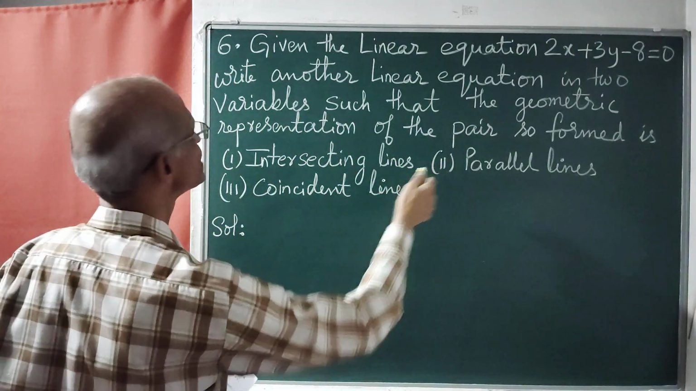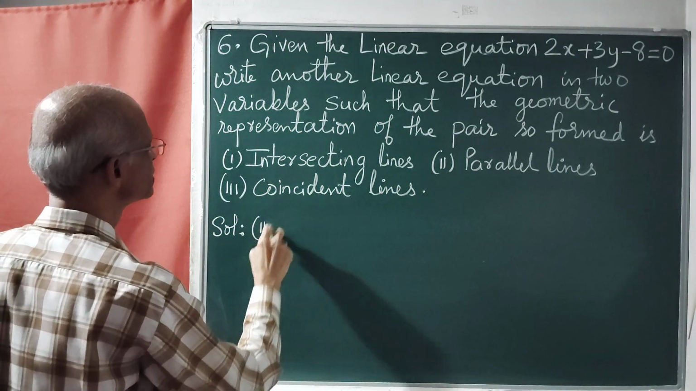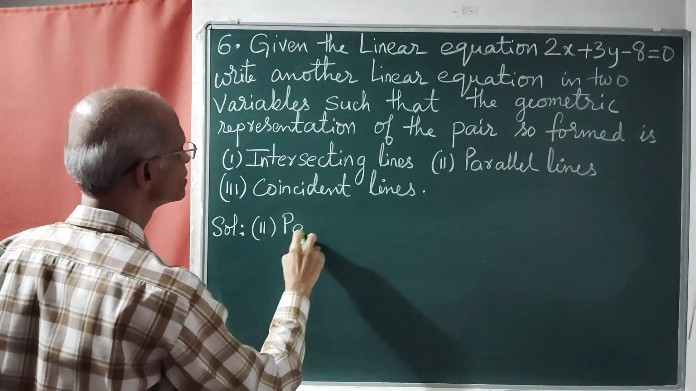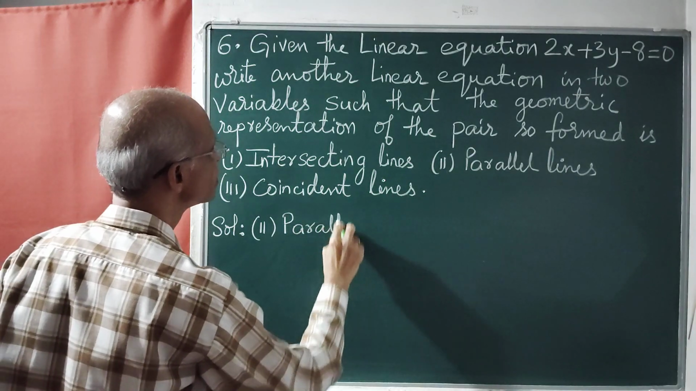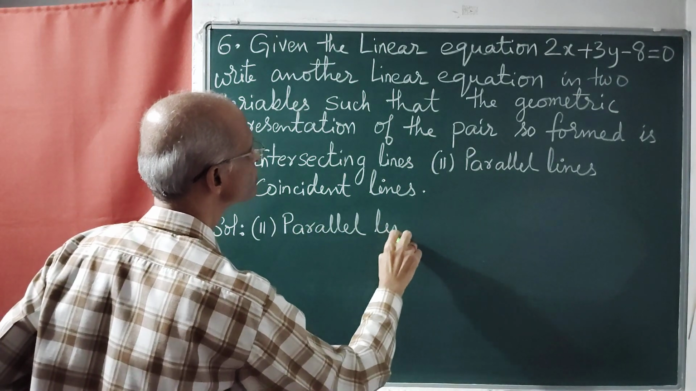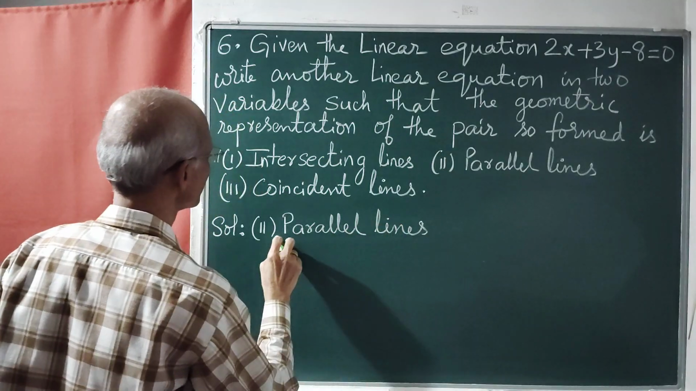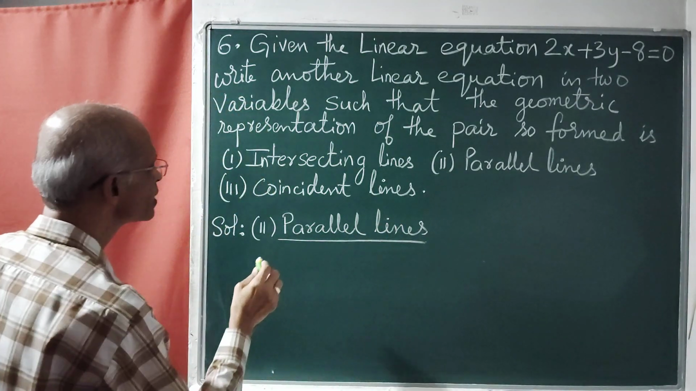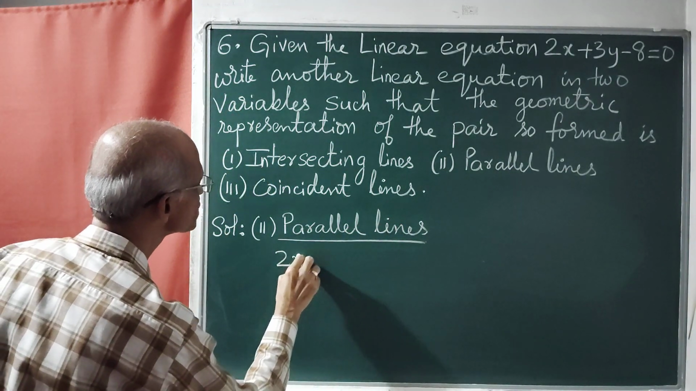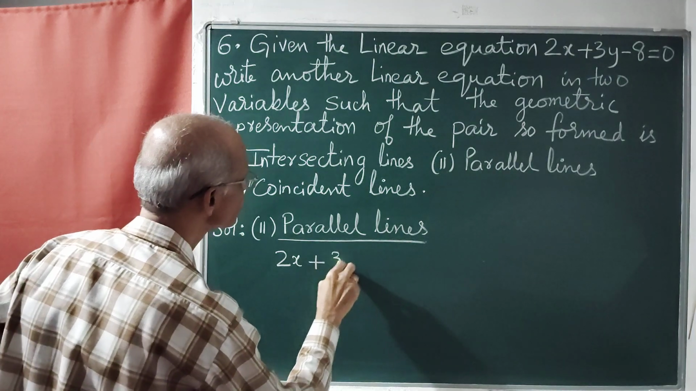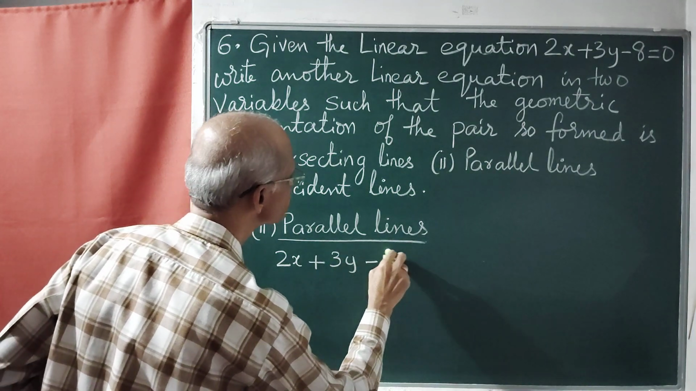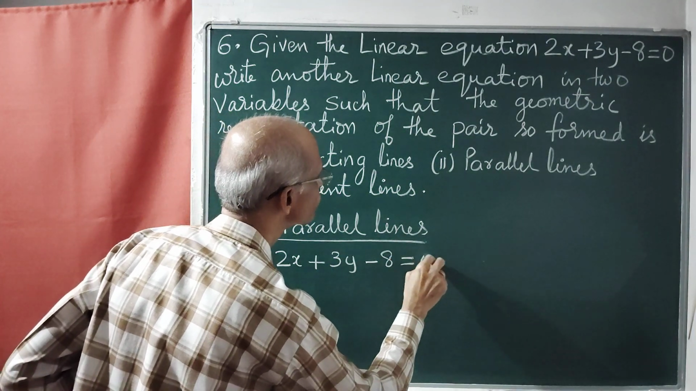Now coming to the second case, parallel lines. The given equation is 2x plus 3y minus 8 is equal to 0.